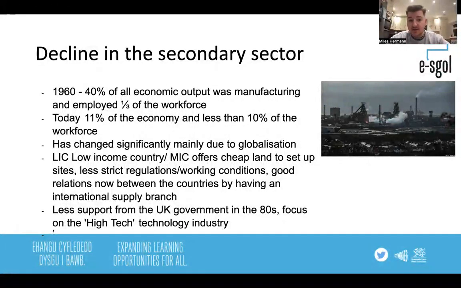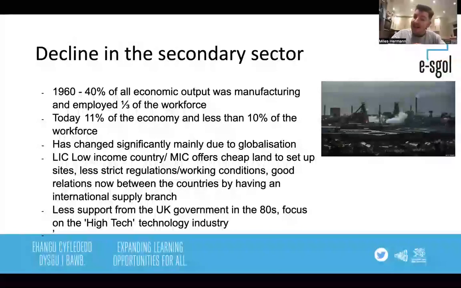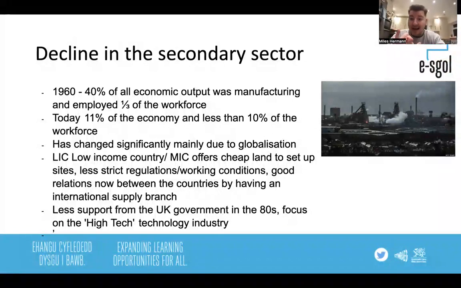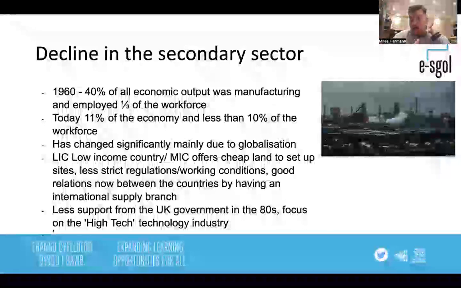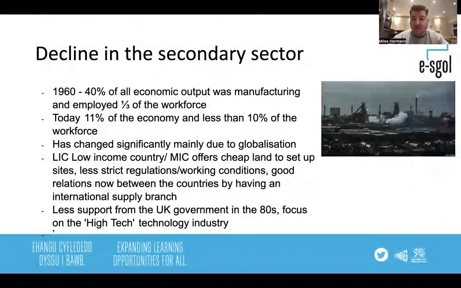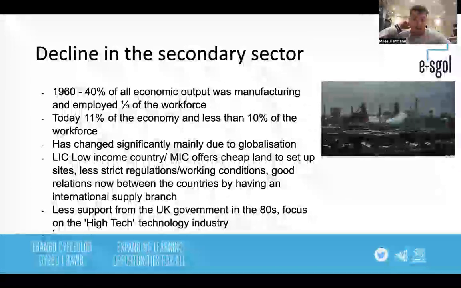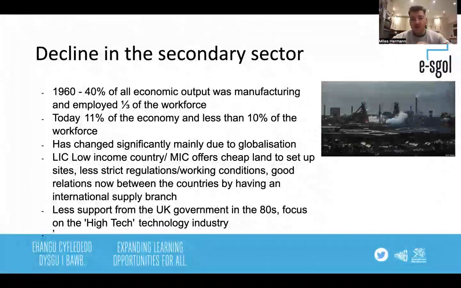This has obviously changed significantly, and this is mainly due to globalization. Low-income countries and middle-income countries can offer cheaper land, and they can offer less strict regulations and working conditions, which means people can work for longer hours. And obviously, due to globalization and technologies, different countries can communicate better, meaning that they can have an international supply chain over the world.